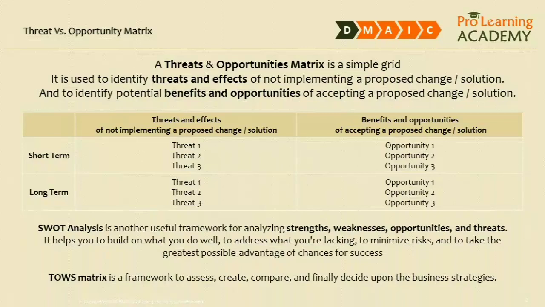Like a SWOT analysis, a SWOT analysis is another framework for analyzing the strengths, weaknesses, opportunities, and threats. It helps you to build on what you do well and to address what you are not doing well, to minimize the risk and to take the greatest possible advantage of the chances for success. Similarly, you have this threat and opportunity matrix. These are two different. However, you look at threats and opportunities in this particular matrix.